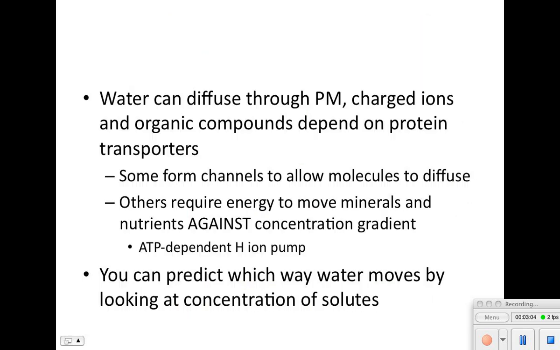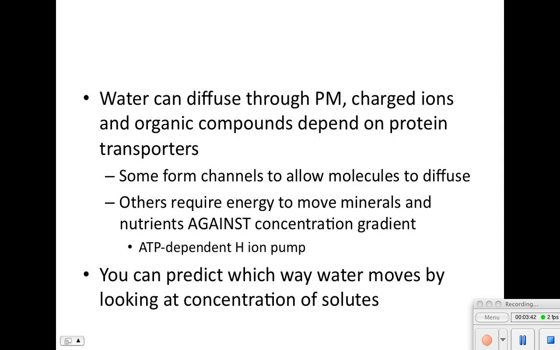So we have water that can diffuse through the plasma membrane. However, charged ions and other organic compounds that are too large need protein transporters. Some of these protein transporters, they don't use energy, so we call it passive transport. It flows from high concentrations to low concentrations. Other protein transporters, sometimes you have to move things against the concentration gradient, so you are going from low to high, so you're climbing up the hill, so you need energy, and so these require ATP.